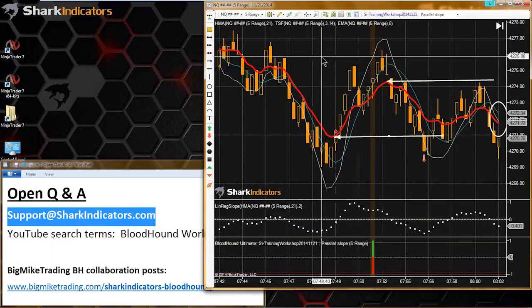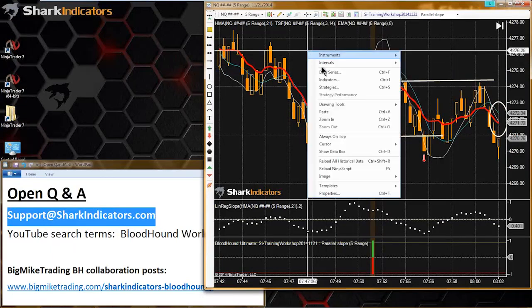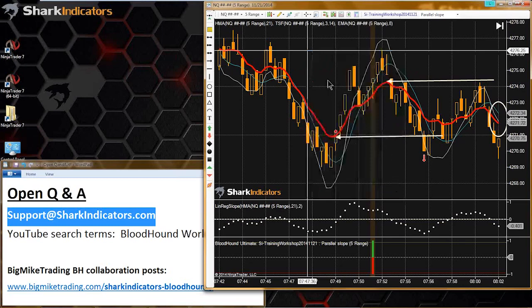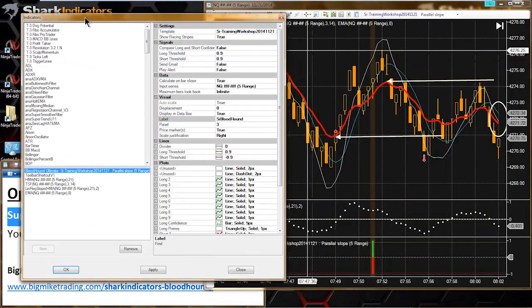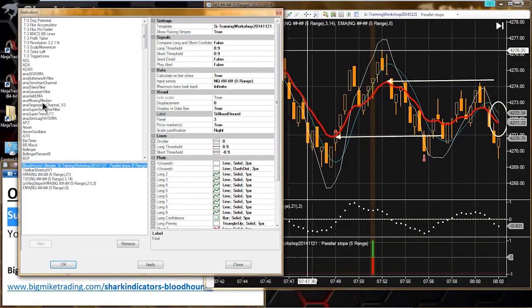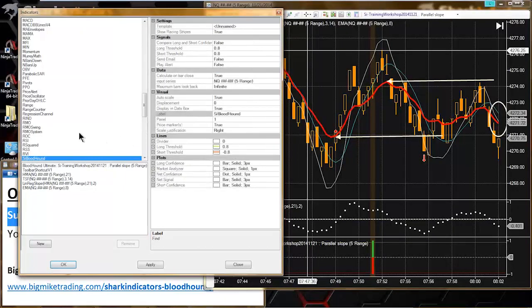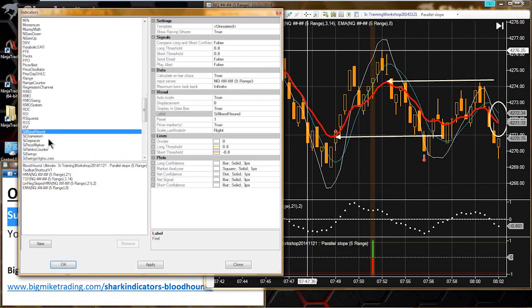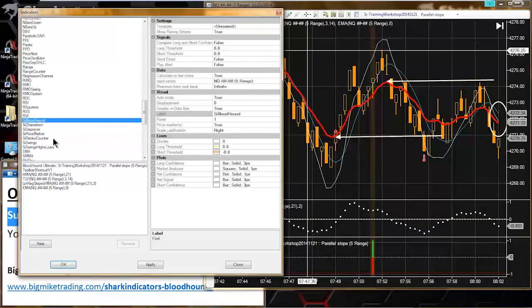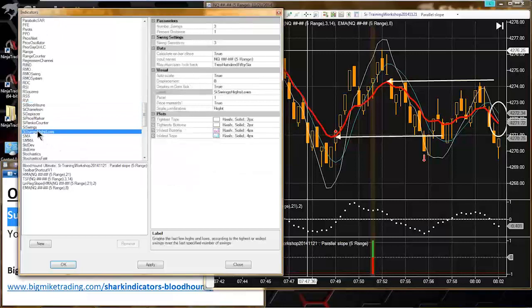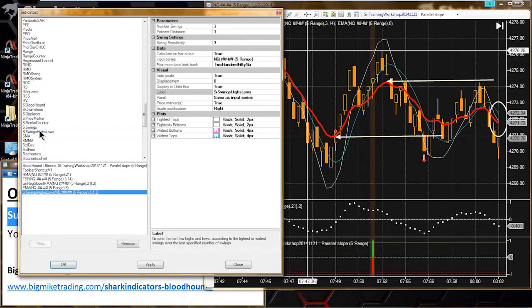So I think the swing high-low indicator that comes with BloodHound will probably do that okay. At least that's the only one that I know of that we can work with. The key is to find an indicator that's going to mark those pivot points for you the way you'd like to see them. So for now, we'll just have to go with the swing highs and lows here.